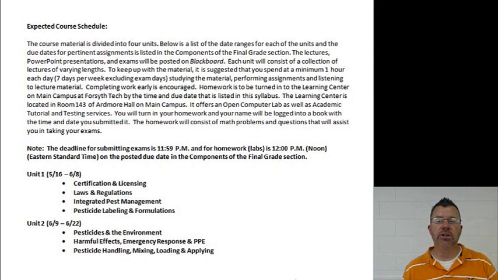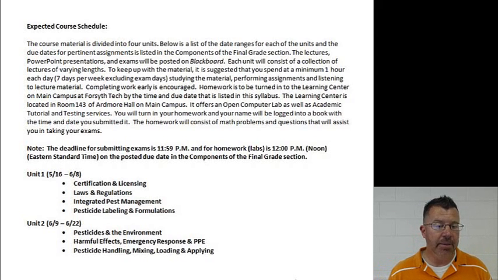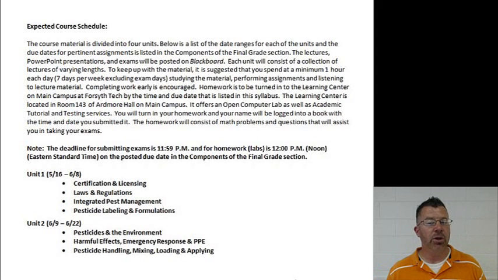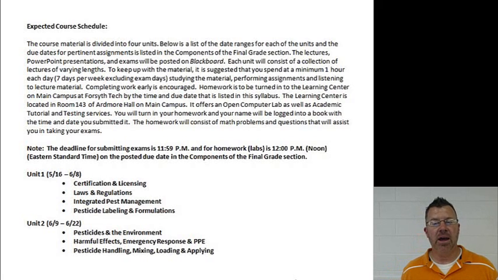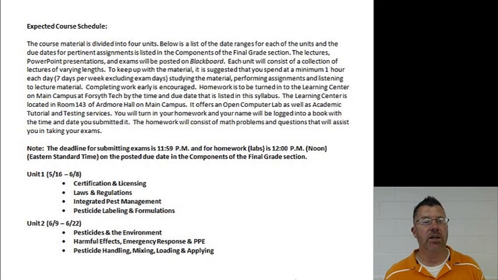Homework is to be turned into the Learning Center on main campus at Forsyth Tech by the time and due date that is listed in the syllabus. The Learning Center is located in room 143 of Ardmore Hall on main campus. It offers an open computer lab as well as academic tutorial and testing services. You will turn in your homework, and your name will be logged into a book with the time and date you submitted it. The homework will consist of math problems and questions that will assist you in taking your exams.